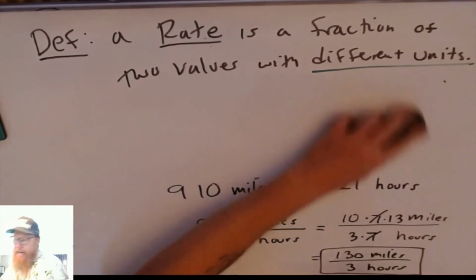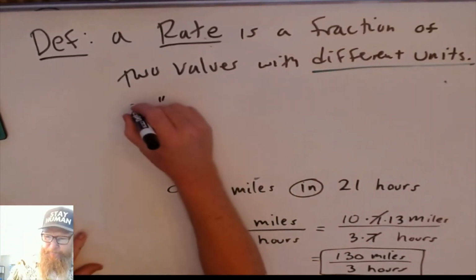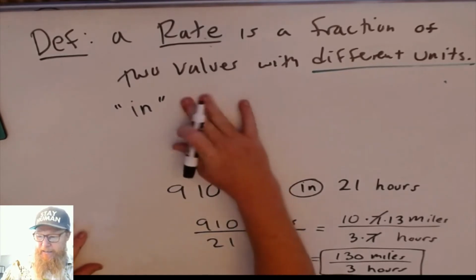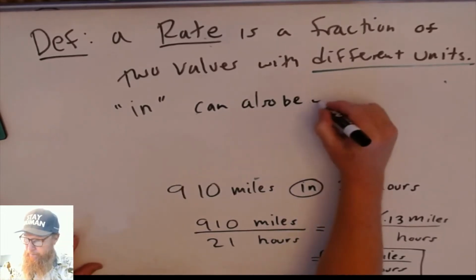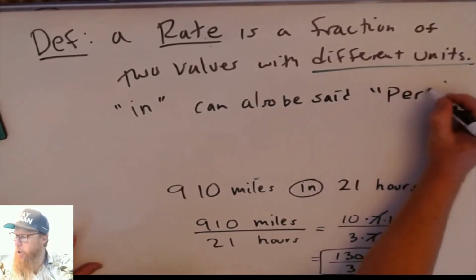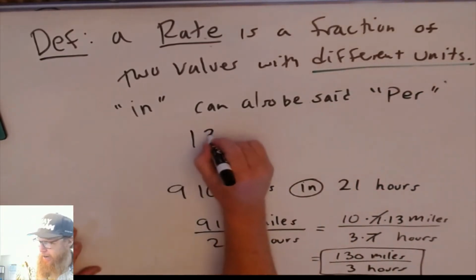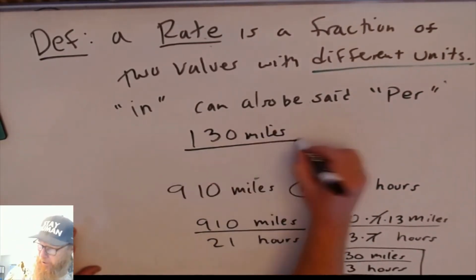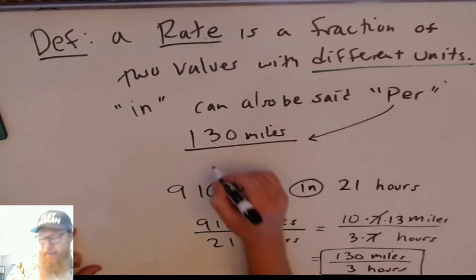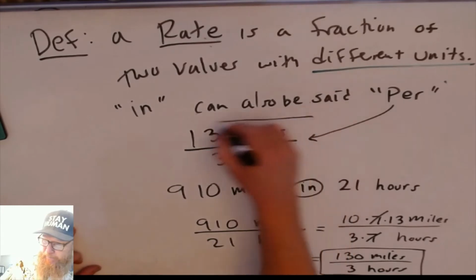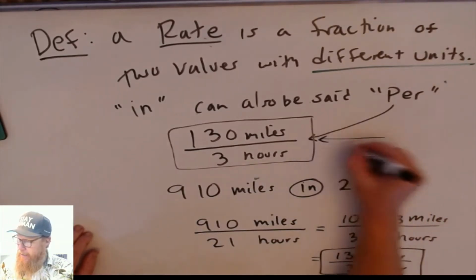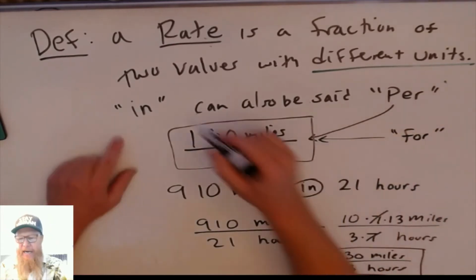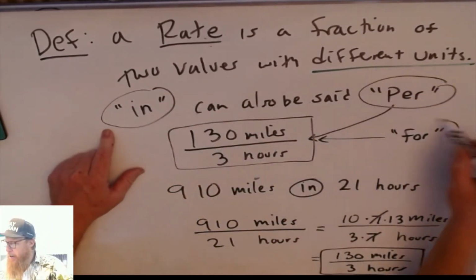So the word in can also mean as per. So you can say 130 miles per 3 hours. Other ways to say it, you can also say for. So you can say in, per, for.